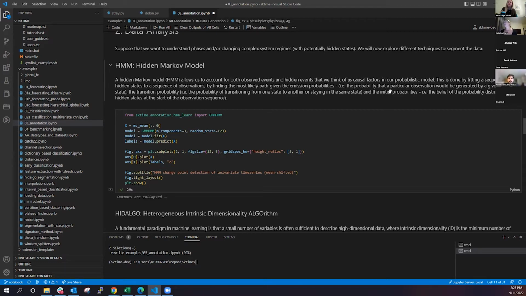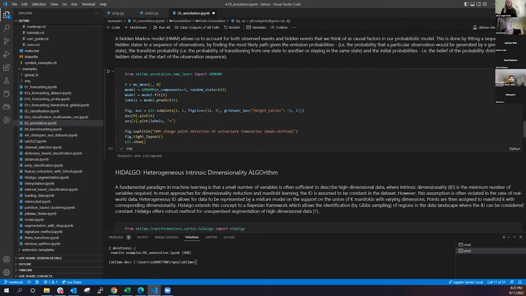This is done by fitting a sequence of hidden states to the sequence of observations and finding the most likely path given the emission probabilities, the probability that a particular observation would be generated by a given hidden state, the transition probability, the probability of transitioning from one state to another, and the initial probabilities, what they start at. This was some of the work that Mirae did for the GSOC.